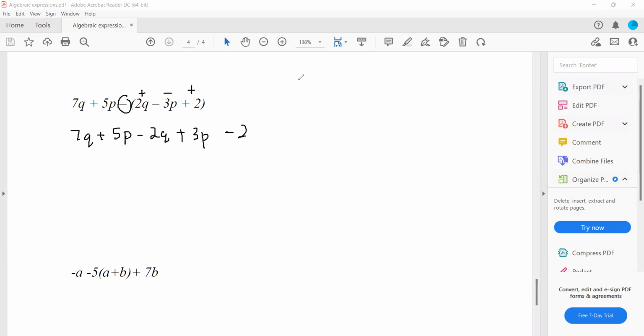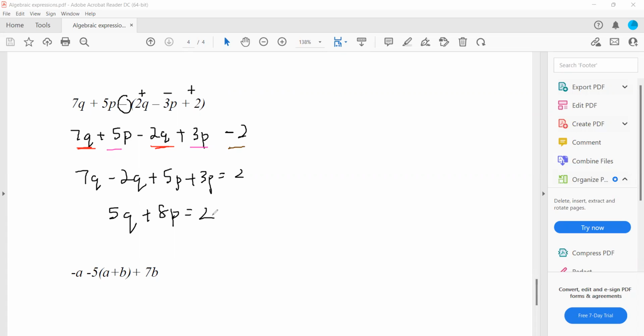So now arrange them together, q with q, and then p with p, and the minus 2 is on its own. So now we're going to arrange them. So 7q minus 2q plus 5p plus 3p equals to 2. So 7 minus 2 is equal to 5q. 5 plus 3 is 8. So it's 8p equals to 2.